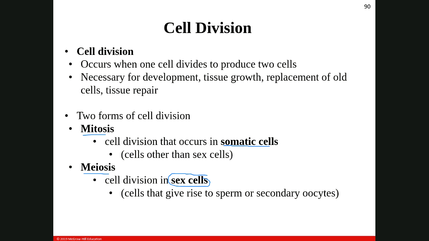That's the easiest way. Why does cell division occur? One, during growth. Two, when you want to replace something that's old and damaged. Three, for regeneration.